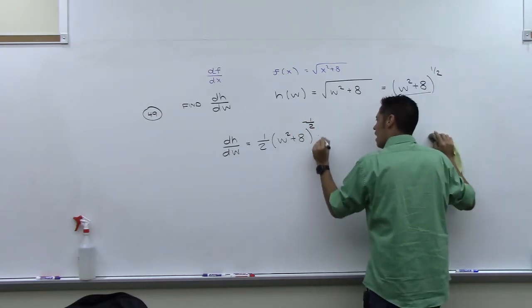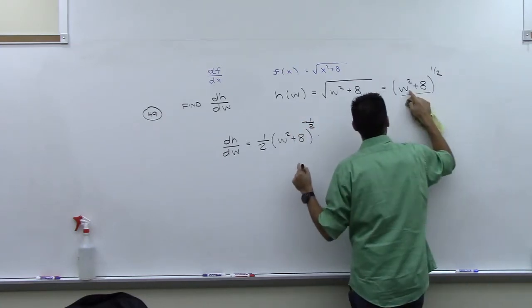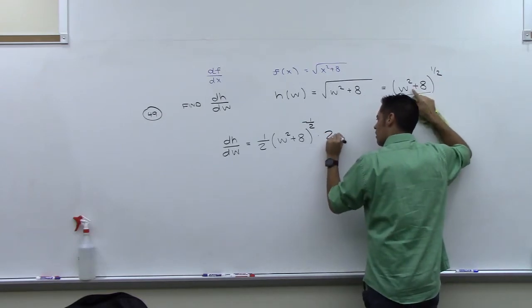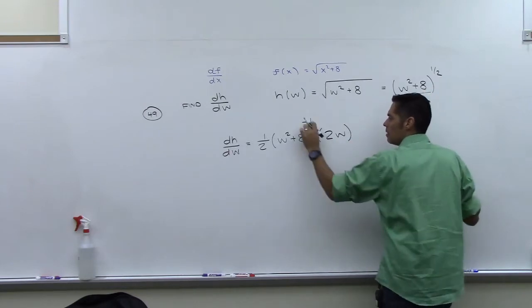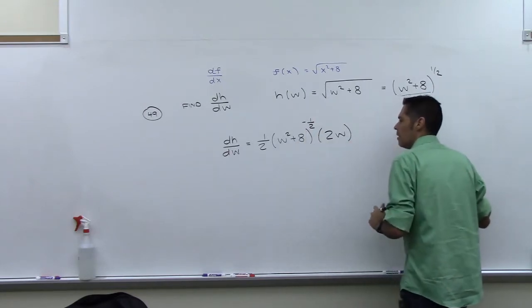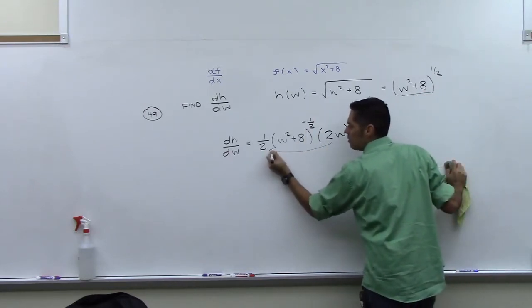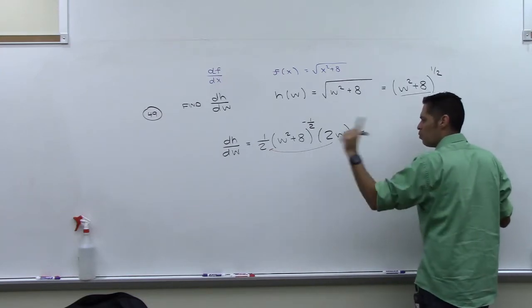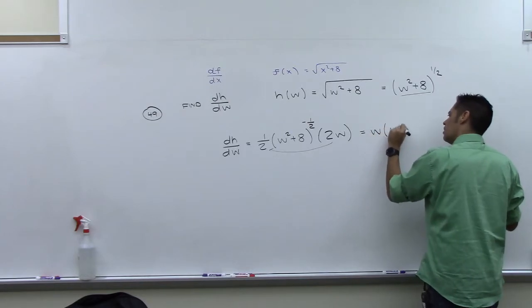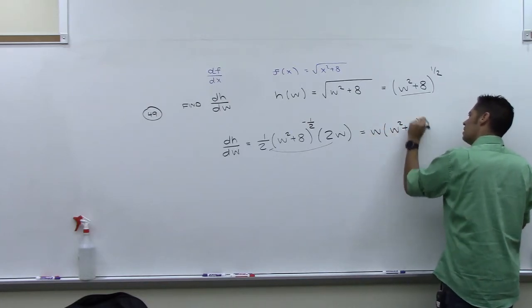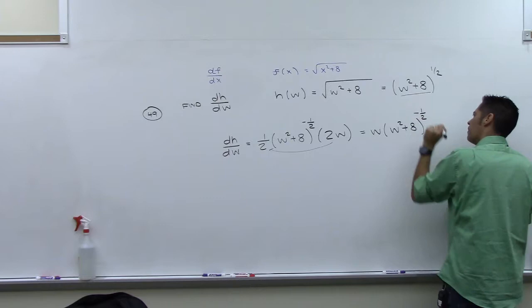And then times the derivative of what's in here. Derivative of that is just 2w, right? Because the derivative of 8 is 0. So I've got that sitting here. That's a negative 1/2 right there. And I can just kind of slap this out to the front. Half of 2 is 1, but I still have a w. So how about w, and then w squared plus 8 to the negative 1/2.